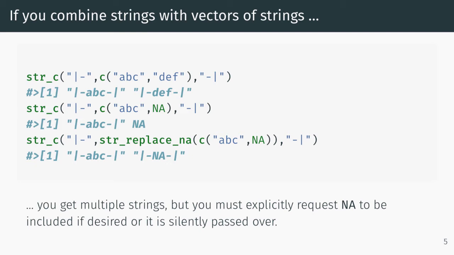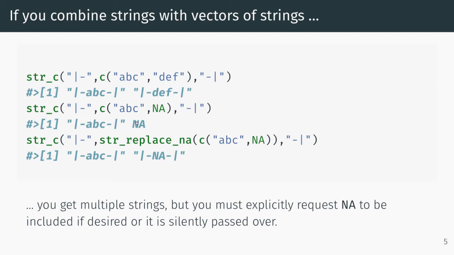Now if you combine strings with vectors of strings, it gets a little bit more interesting. So here I have a string, then I have a vector of strings, and then I have a string. So when I combine them, what I get is first this string with the first component of this vector and this string, then this string, the second component of the vector, and this string. So this is the output. This is the first string, the first component of the vector, and the third string, the first string, the second component of the vector, and the third string.